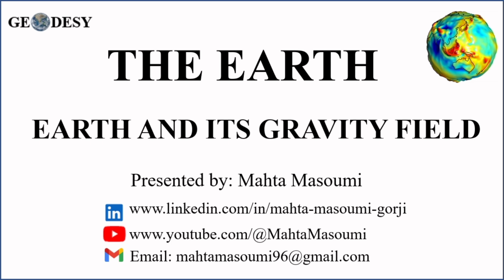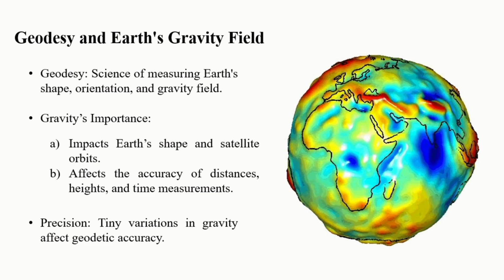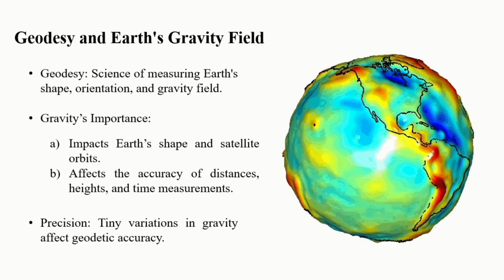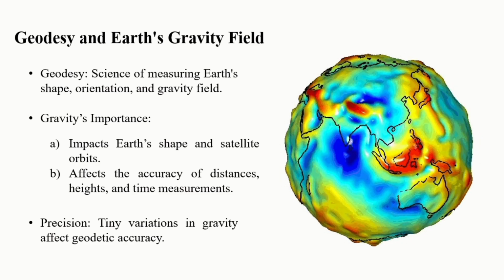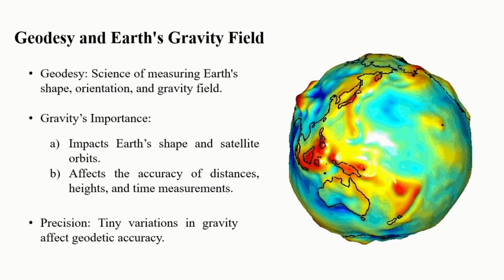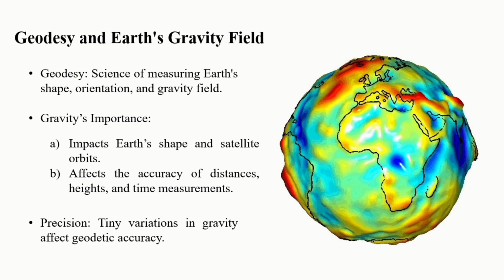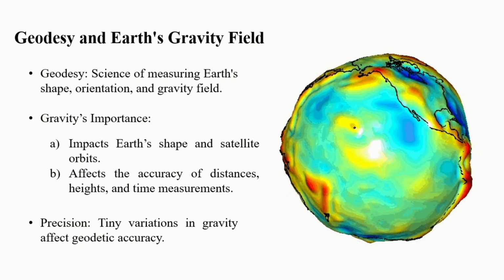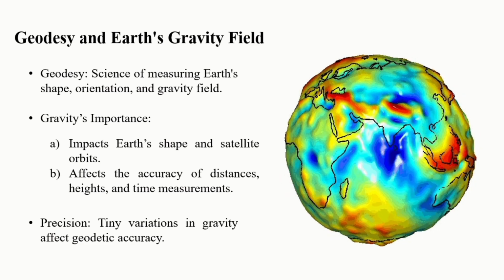In today's video, we'll be exploring a key aspect of our field, which is the Earth and its gravity field. Understanding this relationship is crucial to many geodetic applications, and I'm excited to break it down for you. As I've mentioned in previous videos, geodesy is a science that focuses on measuring and understanding Earth's geometric shape, how it's oriented in space, and its gravity field. Basically, it's all about mapping out the Earth as accurately as possible.